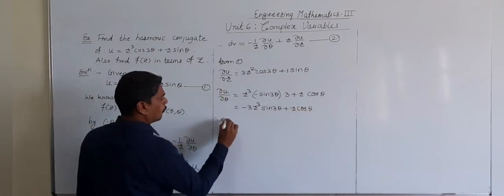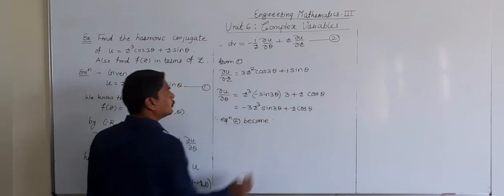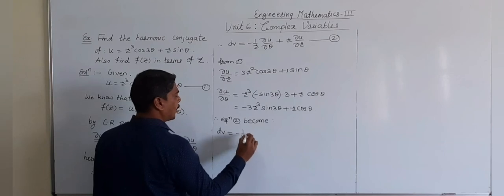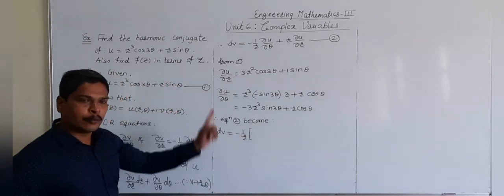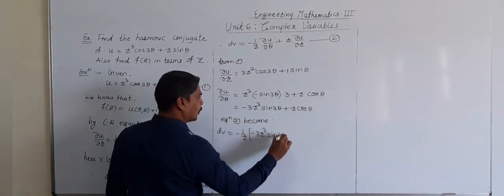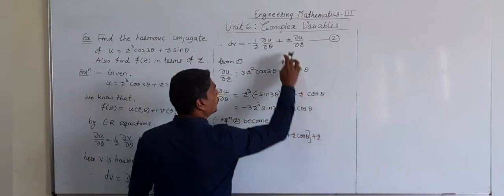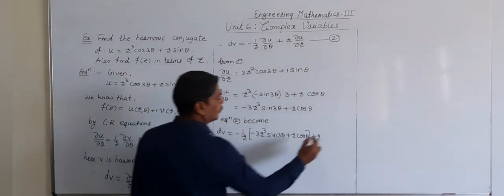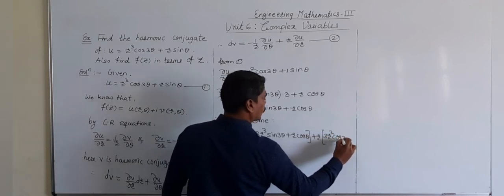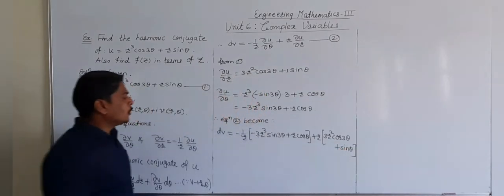And therefore equation 2 becomes, replacing these values in equation 2, we get the derivative of φ equal to minus 1 upon r as it is, times the bracket: the derivative of u with respect to θ, which is minus 3r cube sin 3θ plus r cos θ, bracket complete, plus r as it is into the derivative of u with respect to r. The derivative of u with respect to r is 3r square cos 3θ plus sin θ. So in that way we get dv.